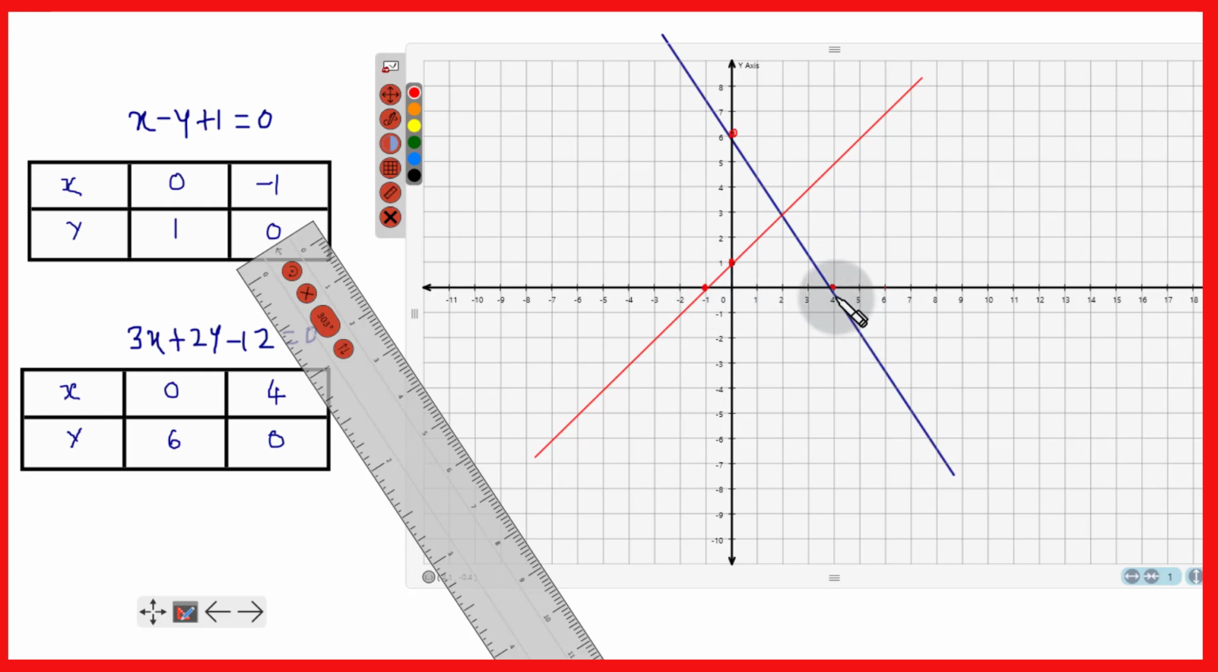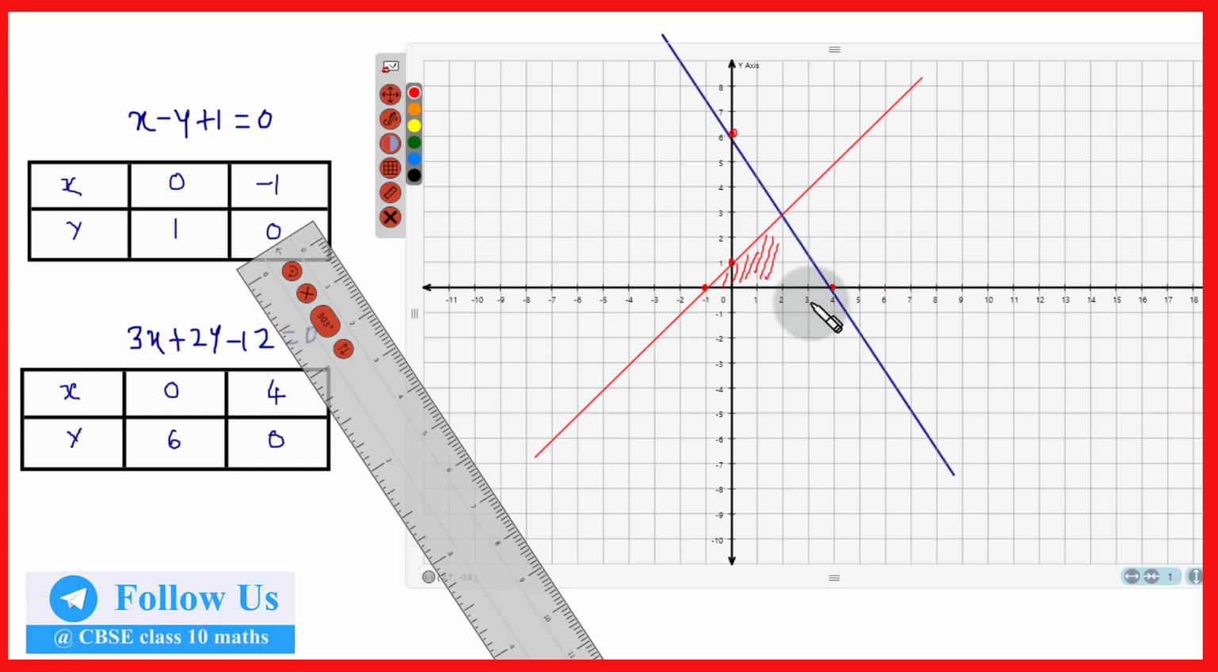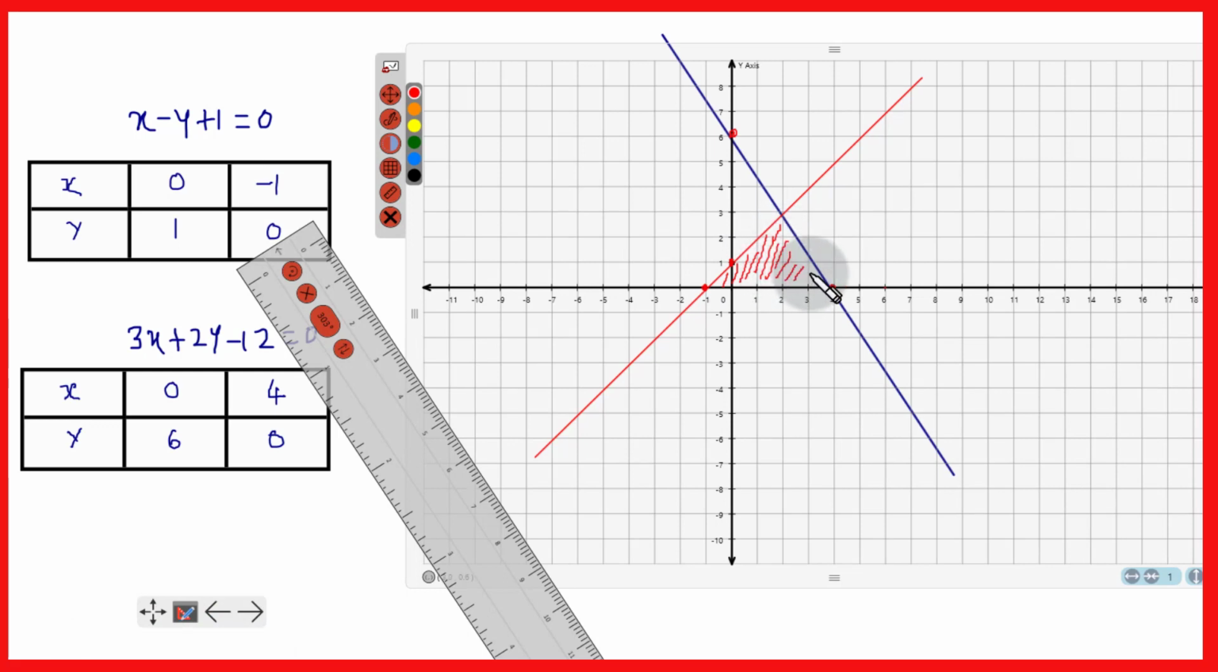Now here we see that these are the 2 lines, and this is the x-axis, and we have to shade the portion which is bounded by these 2 lines and the x-axis. So this is the portion that is bounded by these 2 lines and the x-axis, so you have to shade this portion, and you have to name it. This vertex is A, this vertex is B, and this vertex is C. So this is triangle ABC.